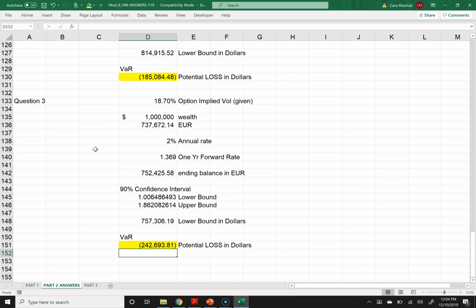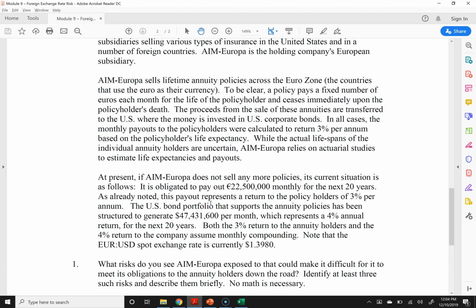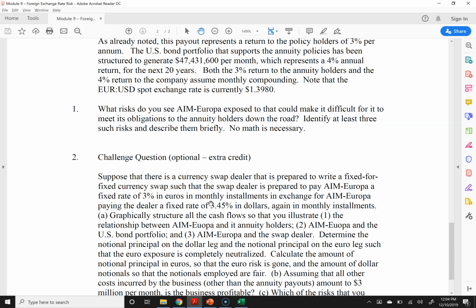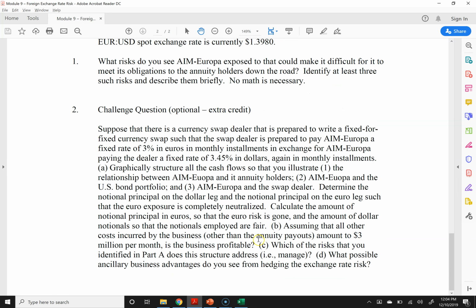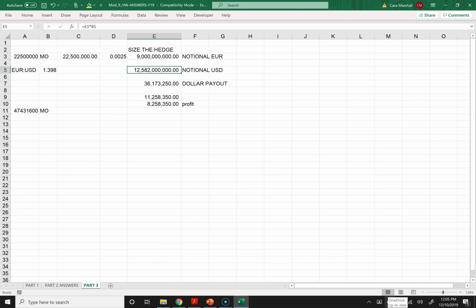Now, part 3 was a bit tricky. And so not many of you were able to calculate this, but basically the challenge question is the tough part really here. What this ends up looking like is it should have looked like this. So you'd have to calculate the notionals, and then you can calculate that monthly payout on this side. How do you calculate the notionals? Well, let me pull up my calculations.